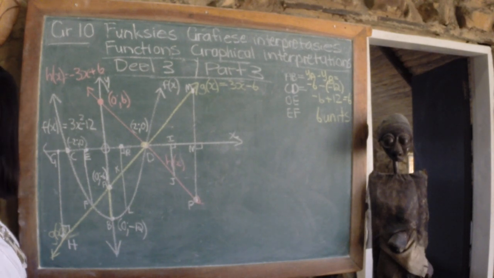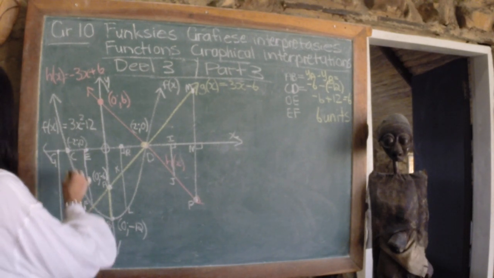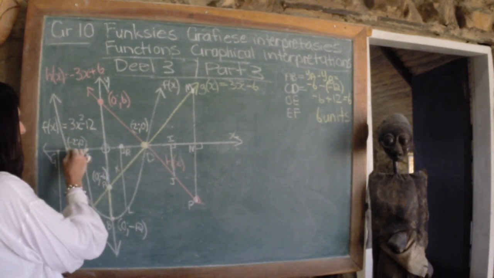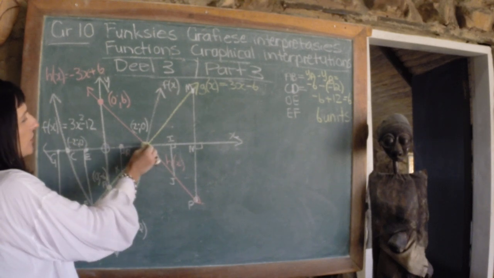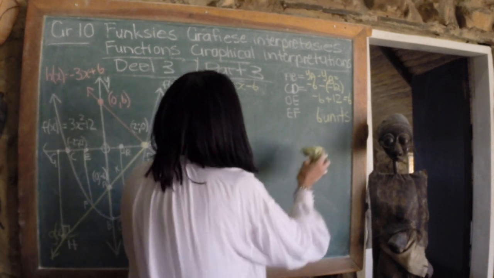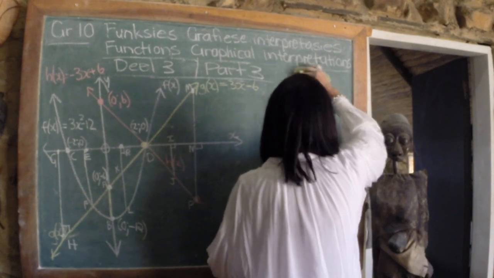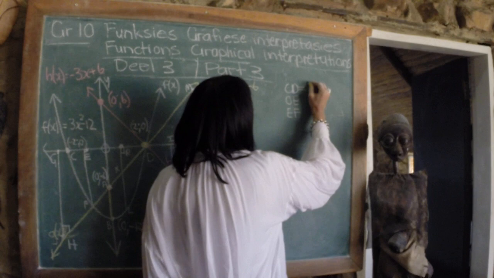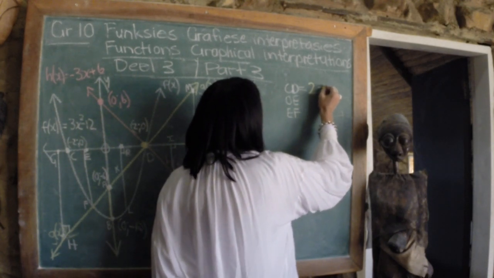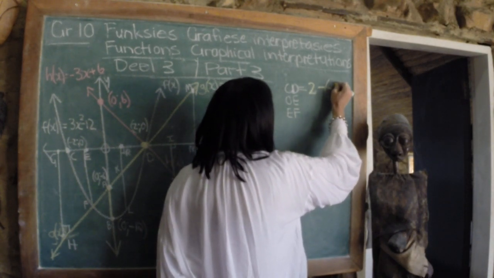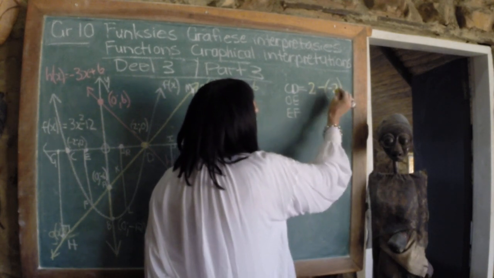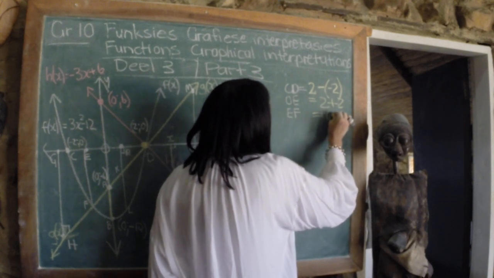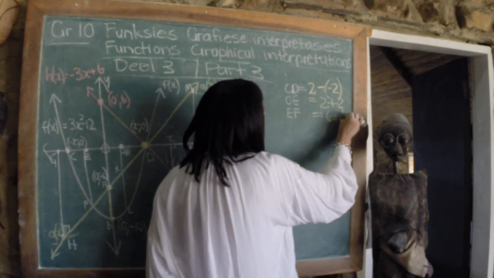Kom ons kyk na die afstand tussen C en D. Distance between there and there. Dis die afstand tussen die twee x-afsnitte van die parabool, van minus 2 tot by 2. Let's do it algebraically. So ek het die grootste x-waarde is 2 minus die kleinste x-waarde is minus 2, en 2 minusse langs mekaar gee vir my 'n plus. So 2 plus 2 is 4 eenhede, 4 units.